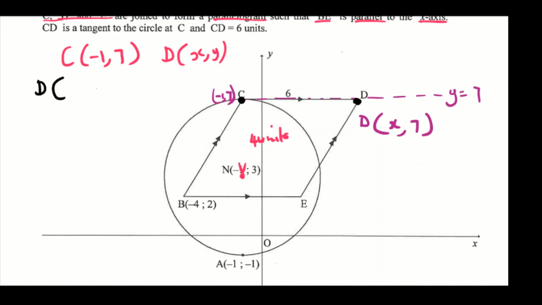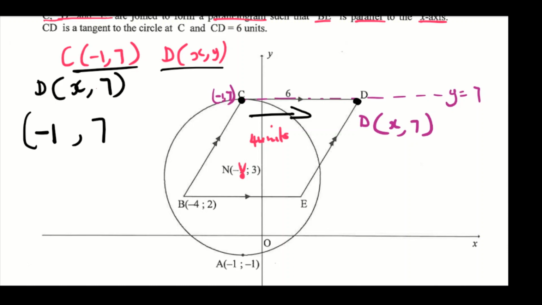Because now we know that D is equal to X here and 7, we need to do a shift from C going to D, right? But now this is a horizontal shift, it's going in that direction, so we are going to look at the x values. So that shift will do this, from minus 1, which was... the y value will remain the same, as 7. Let me just do this 7.